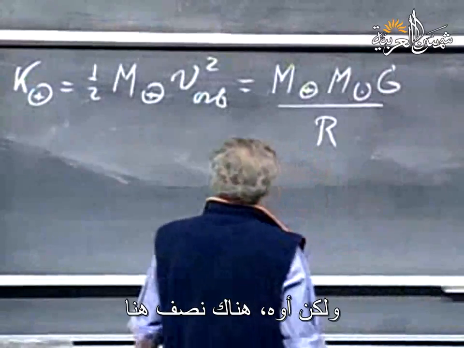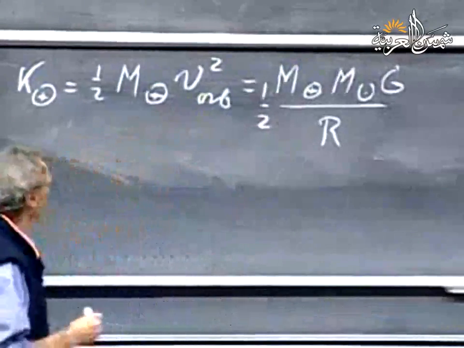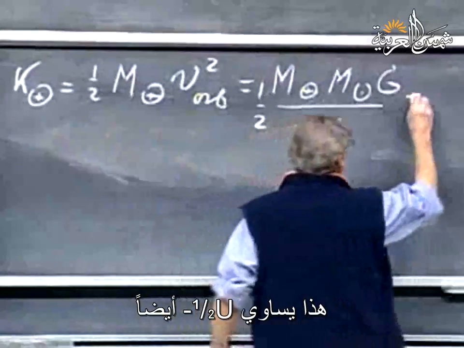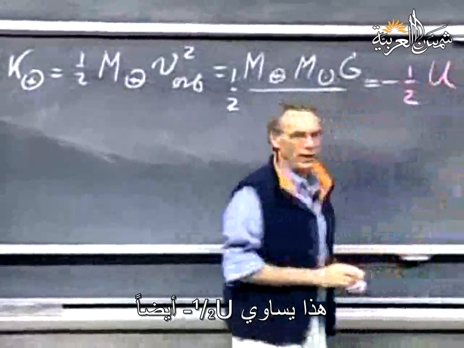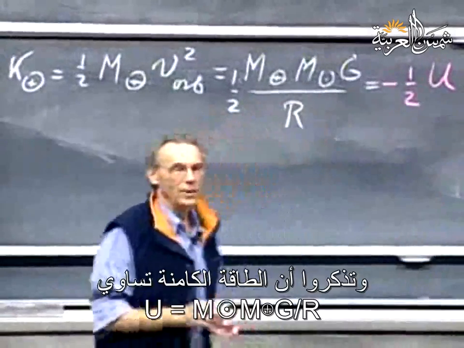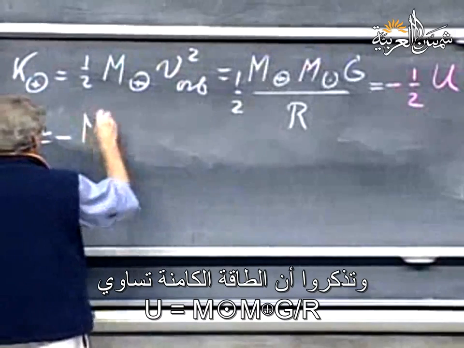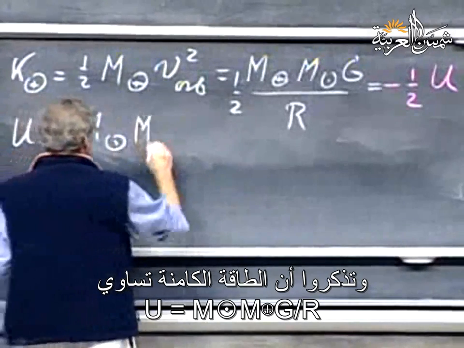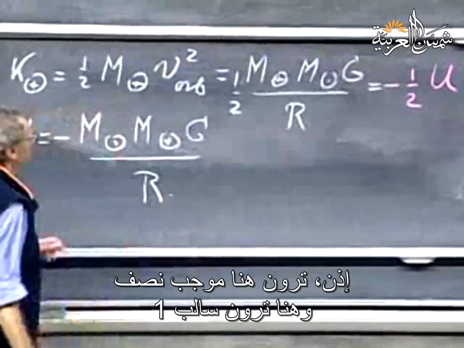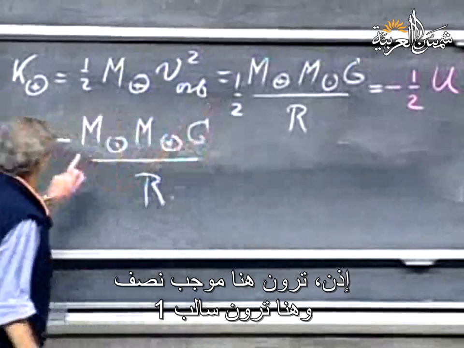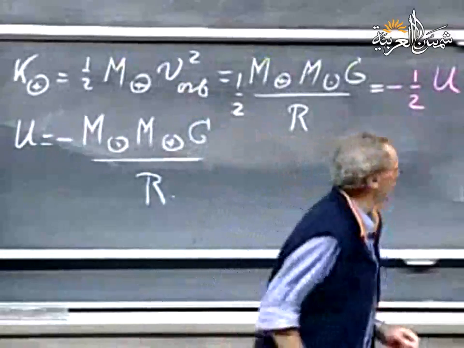But that, oh, there's a half here. Whenever I make a slip, you should always interrupt. So there's a half here. This is also minus 1/2 the potential energy. And remember, the potential energy equals minus m Sun, m Earth, G divided by r. So here you see plus half, here you see minus 1, so this is indeed minus half the potential energy.